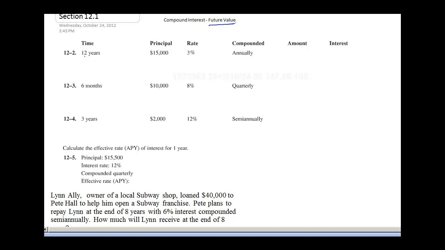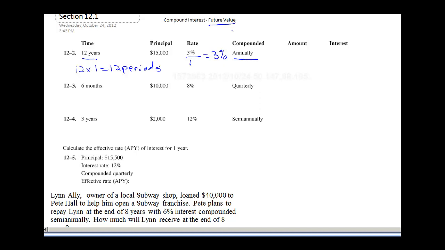The first one is if I invest for 12 years an amount of $15,000, so that's the present value, at 3% compounded annually, what amount will I end up with and what interest will that represent? First thing I need to do is figure out the number of periods. Number of periods is always the years times how many times you compound it per year. So I have 12 years annually. That would be 12 times 1, or 12 periods. And then I want to find out the rate per period, and I always take that annual rate and divide it by the number of compoundings. And since this is annual, there's one compounding per year, so I'll keep that 3%.